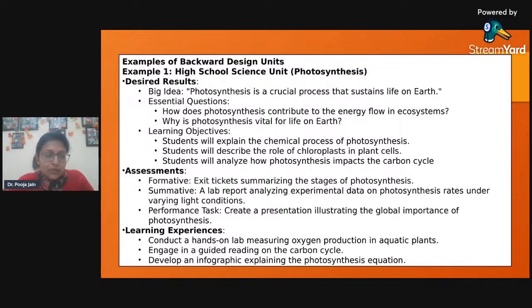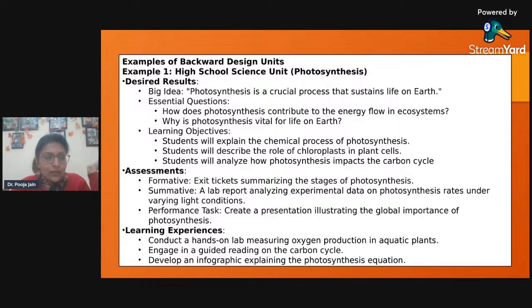And then a summative assessment, if it is included in your unit test or your terminal exam. So obviously, yes, there will be questions from the chapter, from the topic. And a performance task, maybe you could ask them to prepare a presentation or a poster or a chart paper or a small skit based on photosynthesis. And then I will design my learning strategies and activities.